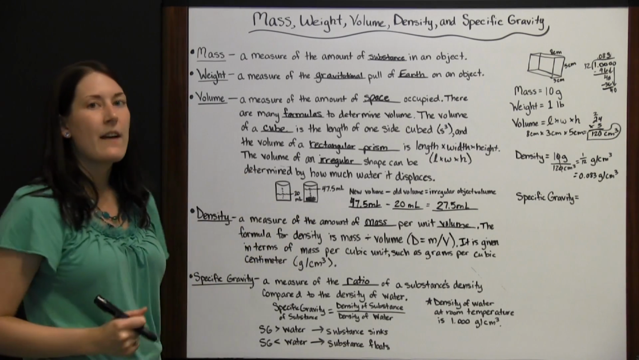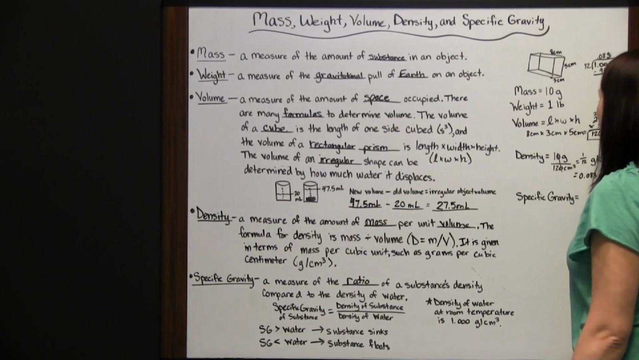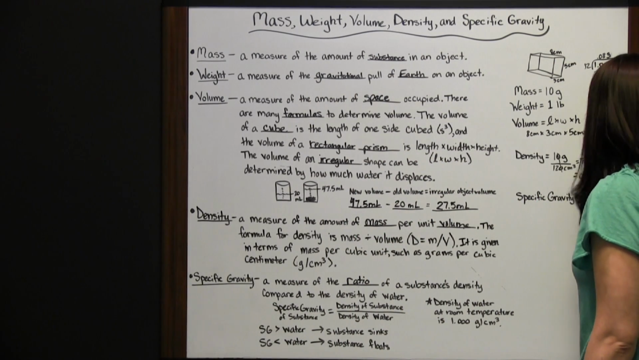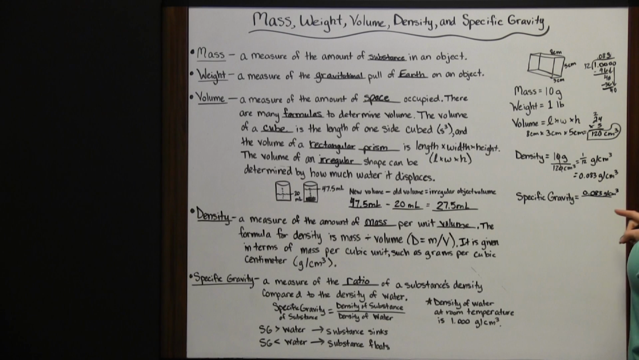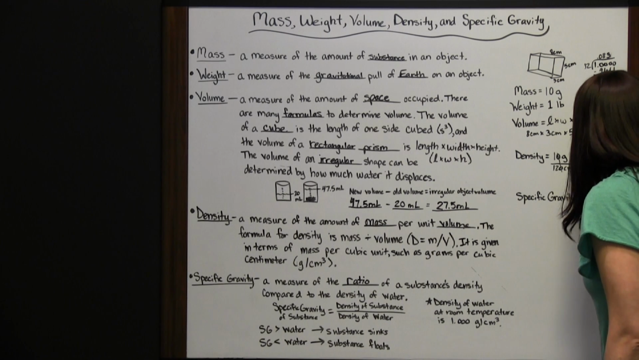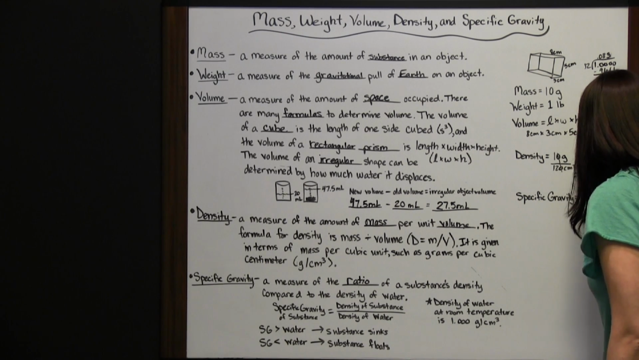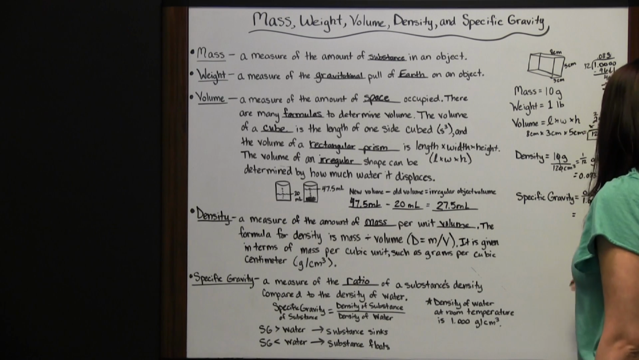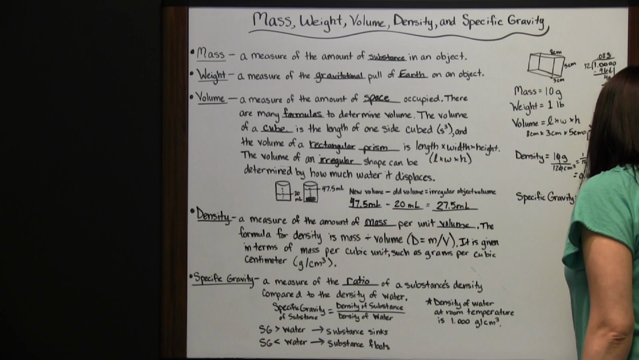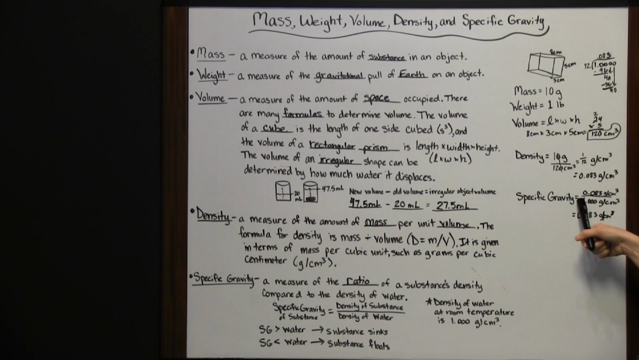So let's look at the specific gravity of our box over here. So we've got our density of the substance, which is 0.083 grams per cubic centimeter. And we have water, which is 1.000 grams per cubic centimeter. So your specific gravity would just be 0.083 grams per centimeter cubed, because at room temperature, water is going to be 1, and dividing by 1 is going to get you the same thing.